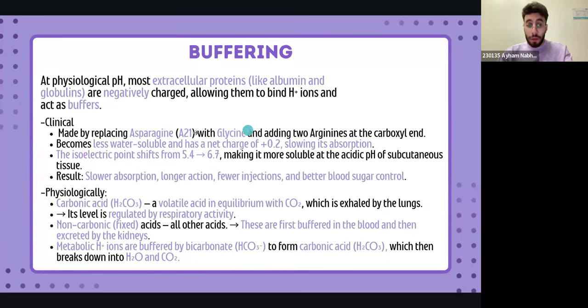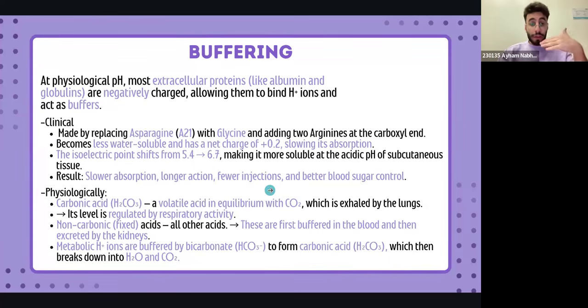The isoelectric point of this insulin would shift from 5.4 to 6.7. So it increased, making it more soluble at the acidic pH of the subcutaneous tissue. That means we're going to get slower absorption, a longer duration of action, and we're going to require fewer injections with better blood sugar control. Okay, that's what you all need to know.